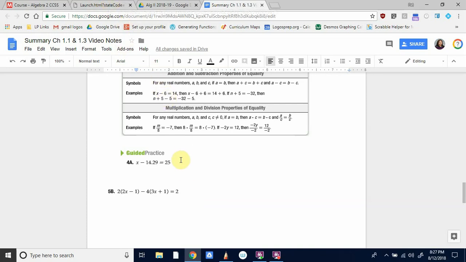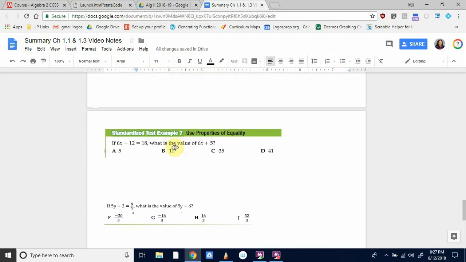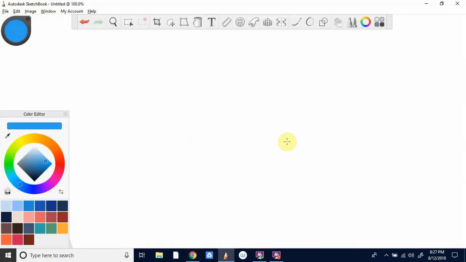Now, let's continue. Let's look at this standardized test example here. It says, if 6x minus 12 equals 18, what is the value of 6x plus 5? You're like, that doesn't make any sense. Well, let's look at this a little closer. The left side has the 6x, but it's got minus 12. I want to change this minus 12 to a plus 5. What do I need to do to make the result plus 5?